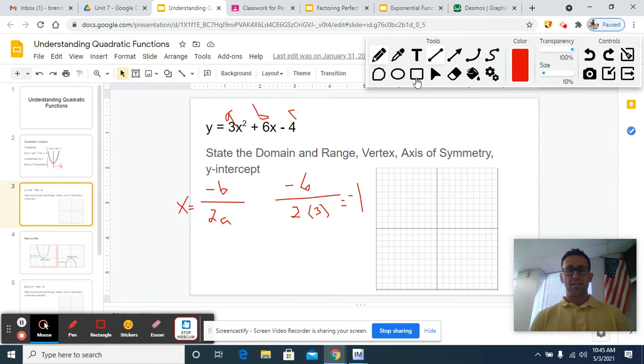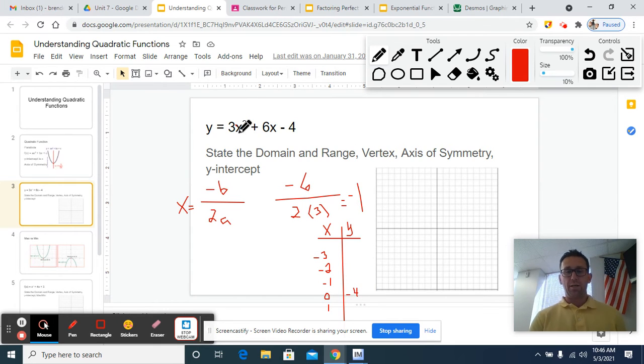So that's how I'm going to make my table. So I put negative 1 in the middle, and then I'm going to do a couple above and a couple below. And I'm going to plug these numbers in for x into my scientific calculator. So I'm going to plug in 0 for x. And if I plug in 0 for x into my calculator, I get negative 4.